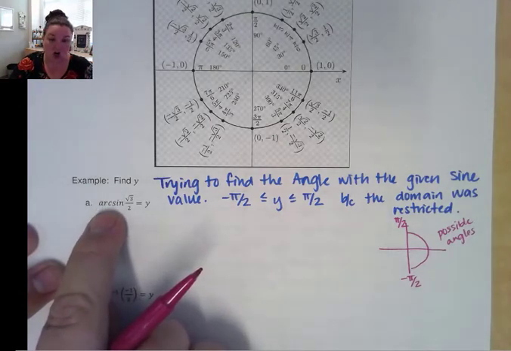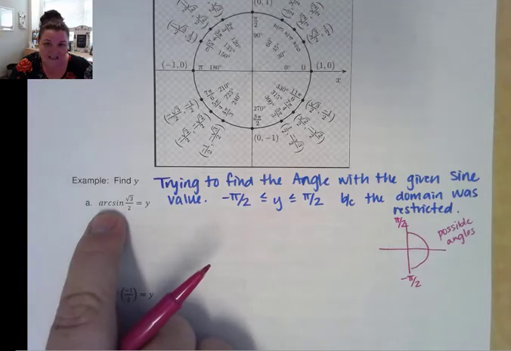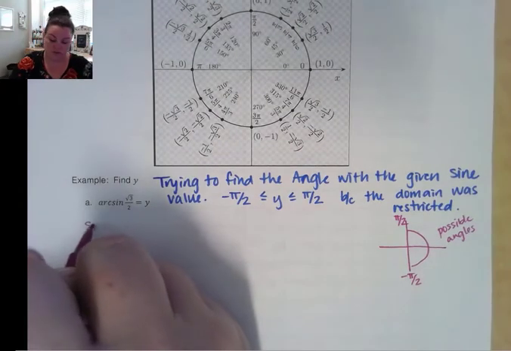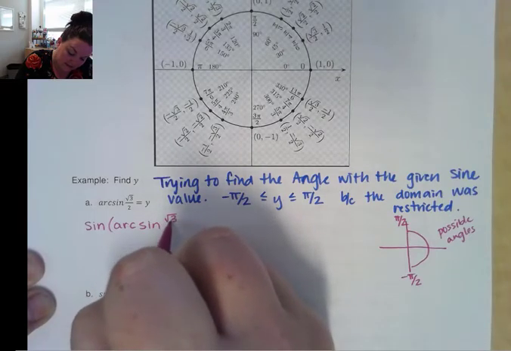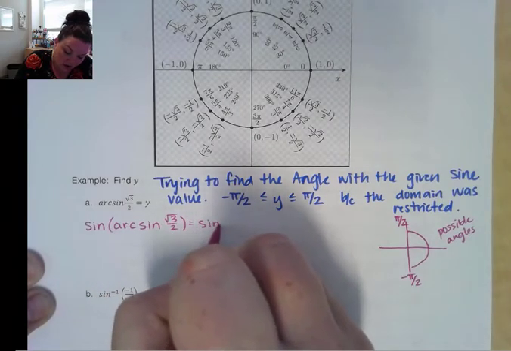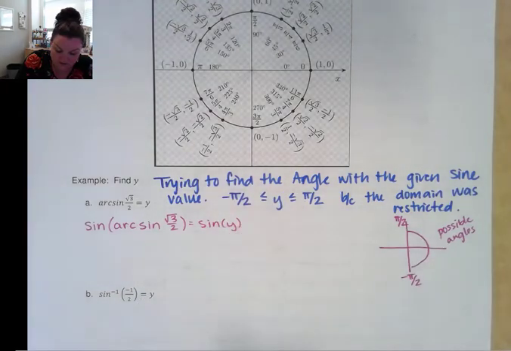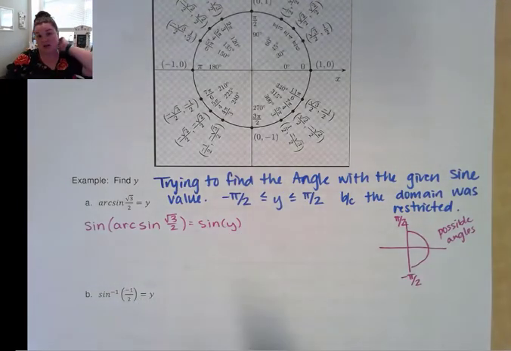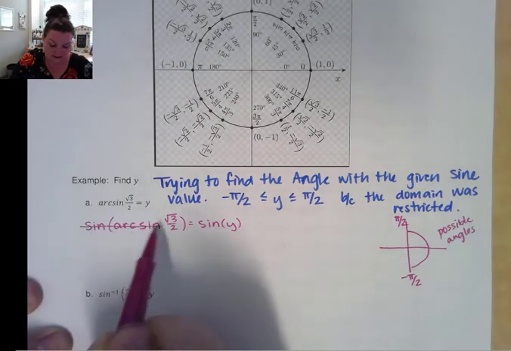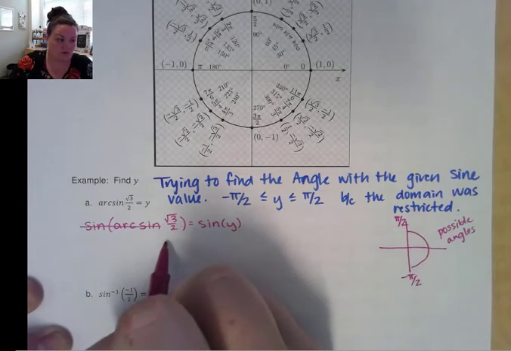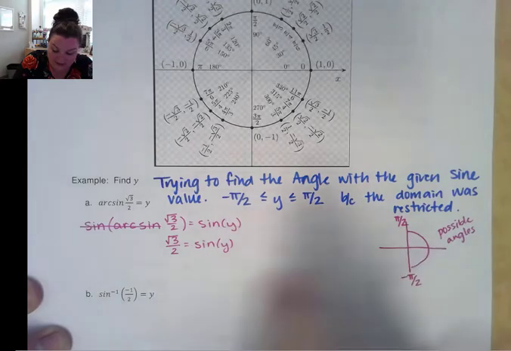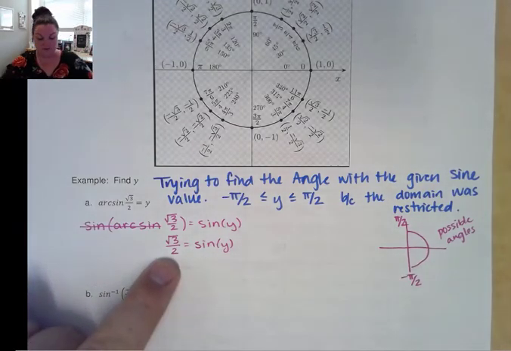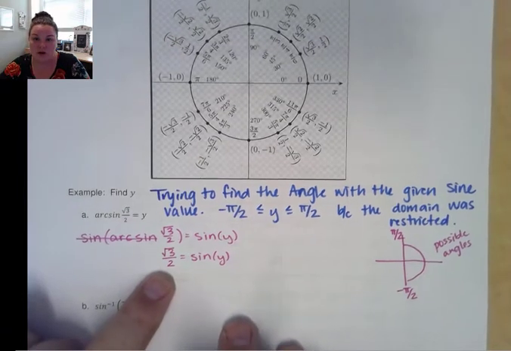So if I want to get rid of arc sine, remember arc sine is the inverse of sine. So if I want to undo an inverse, I just use the original function. In other words, I can take sine of both sides so that sine and arc sine will cancel. But if I do that on one side, I have to do it on the other side, right? So here, sine and arc sine are inverse functions, so those will cancel. So basically what I'm looking for is an angle whose sine value ends up being square root of 3 over 2.